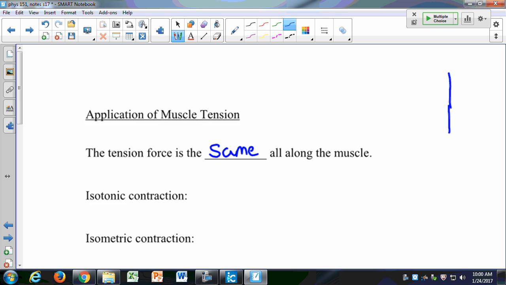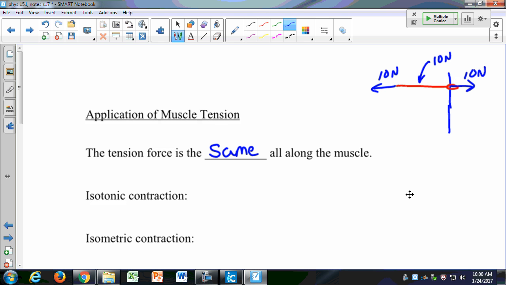And again, like I said, if I have, say, a rope and I apply a force of 10 newtons, then I'm also going to get 10 newtons over here. And I'll get 10 newtons of tension all throughout that object.